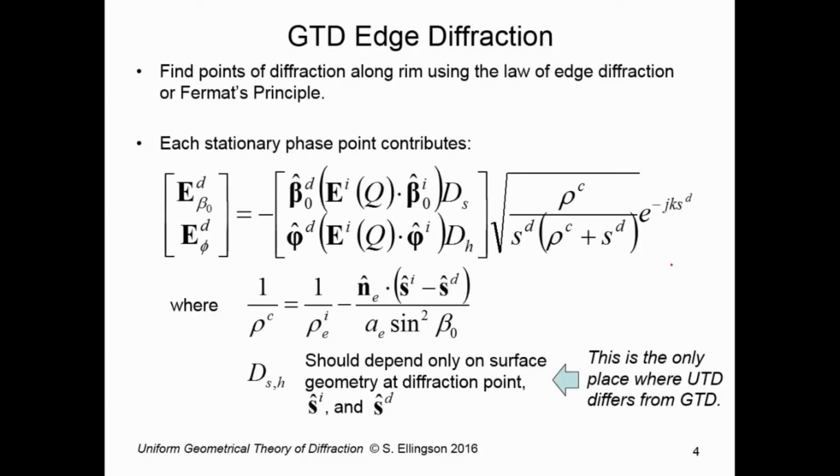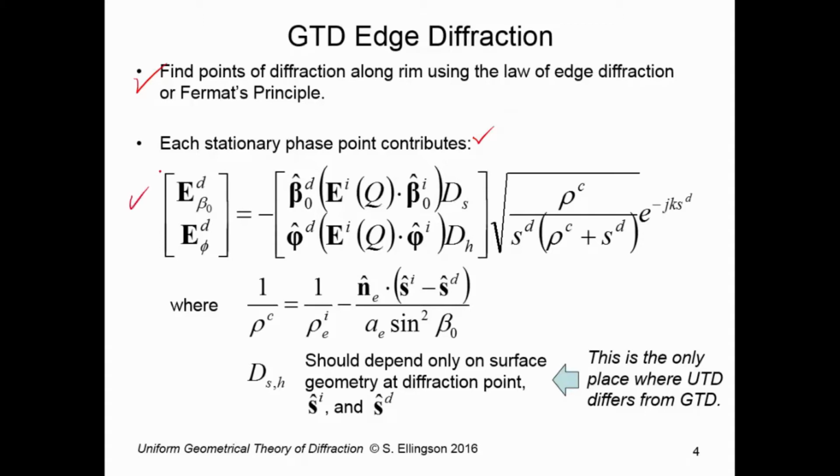Okay, so here's your reminder on GTD edge diffraction. The way you do it is you find all the points of diffraction using the law of edge diffraction, or Fermat's principle, whichever is most convenient. You identify the discrete number of points for which we anticipate a GTD contribution. And then for each of these points, which are also stationary phase points, we get one contribution, and it's computed as shown here.